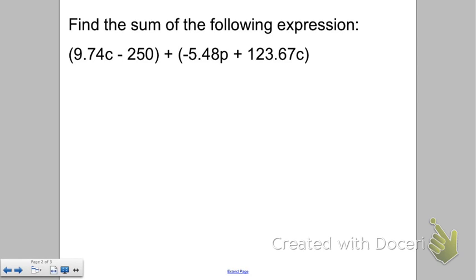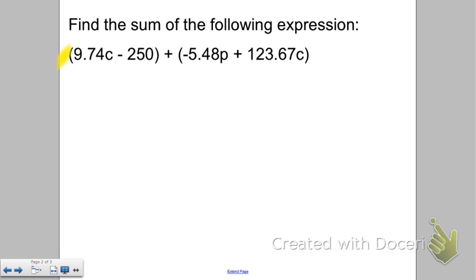Find the sum of the following expression. 9.74C minus 250 plus negative 5.48P plus 123.67C. Take a second to copy down the question. Now, I'm going to do the same process.